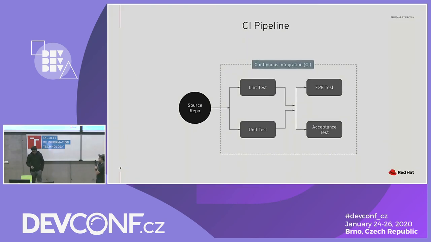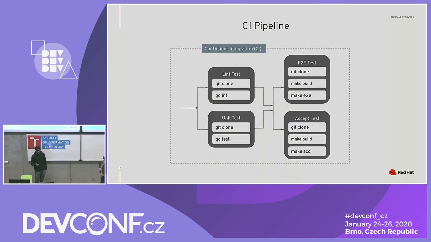So when you want to run the lint test, what we mean is basically we need source code, and I want to execute something called the go-lint command, which either comes with the Go runtime or you need to explicitly install it. But for the unit test, it's typically the go test command that I want to run.